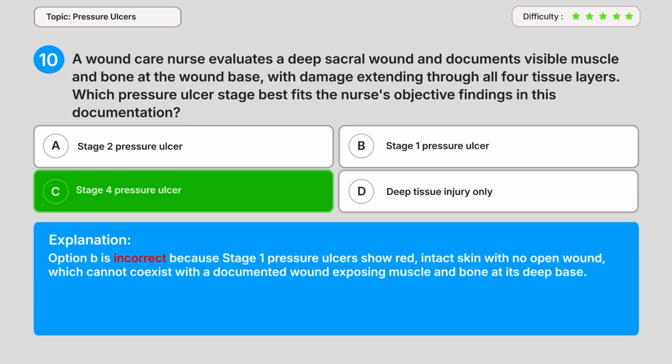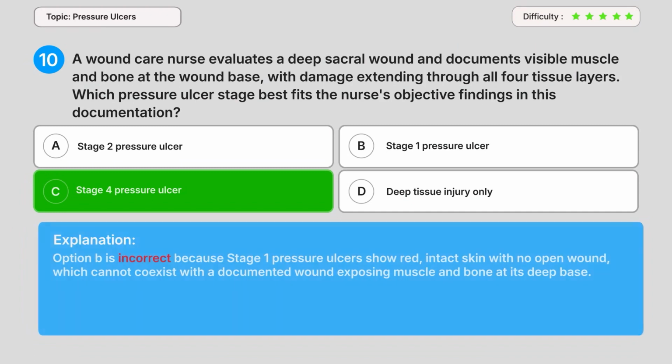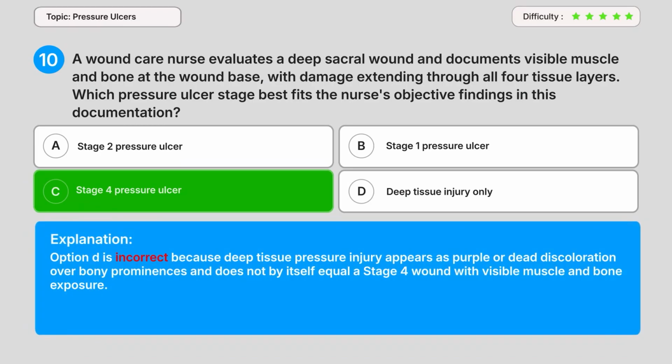Option B is incorrect because stage 1 pressure ulcers show red, intact skin with no open wound, which cannot coexist with a documented wound exposing muscle and bone at its deep base. Option D is incorrect because deep tissue pressure injury appears as purple or dead discoloration over bony prominences and does not by itself equal a stage 4 wound with visible muscle and bone exposure.